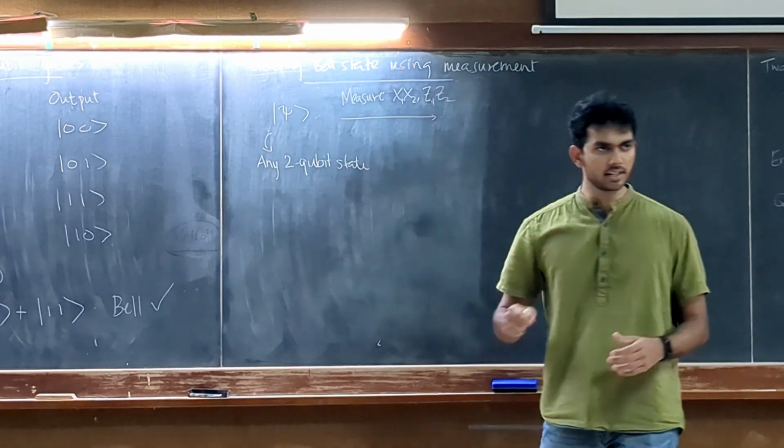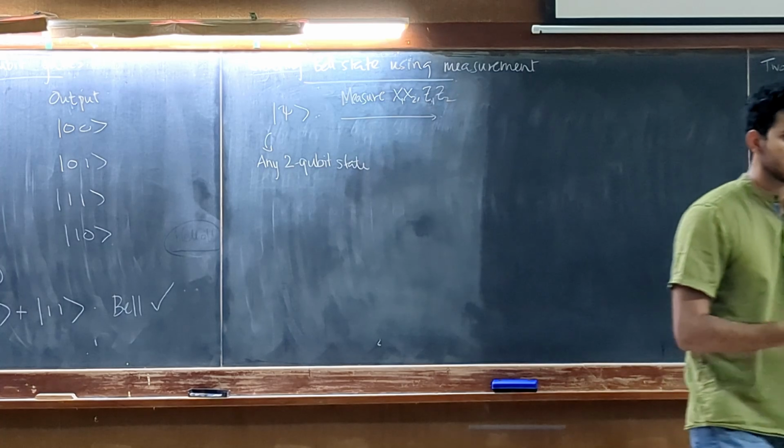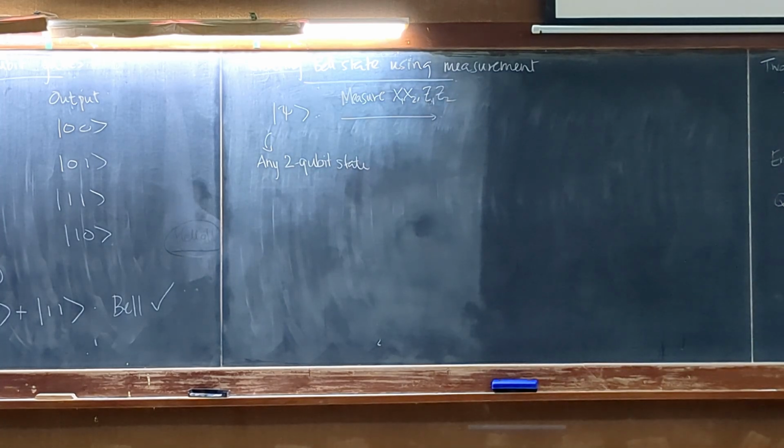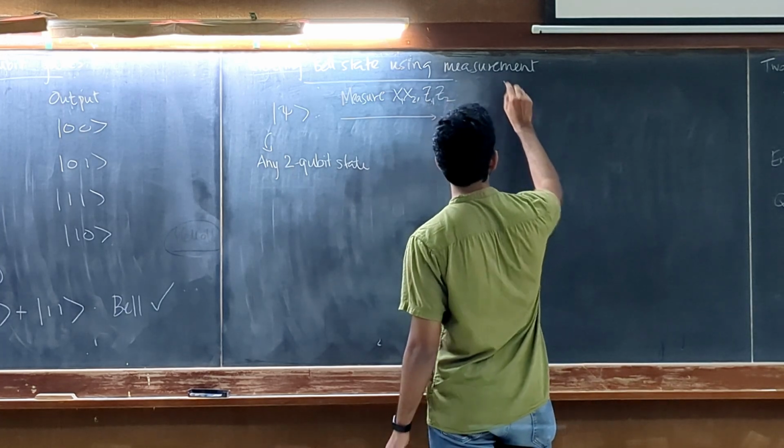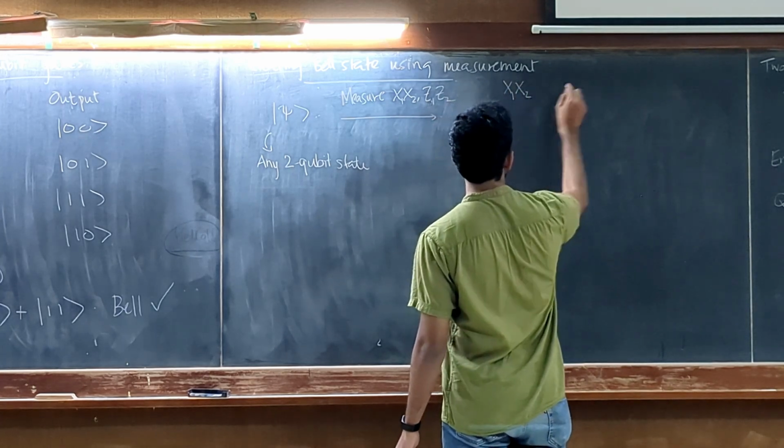When we measure X1X2, what are the possible eigenvalues that you can get? 0 and 1? 0 is not possible, right? X1 has eigenvalues plus 1 and minus 1. X2 has plus 1 and minus 1. So their product can only have eigenvalues plus 1 or minus 1. So there are 4 possibilities when you measure X1X2 and Z1Z2. So I'll write them down.